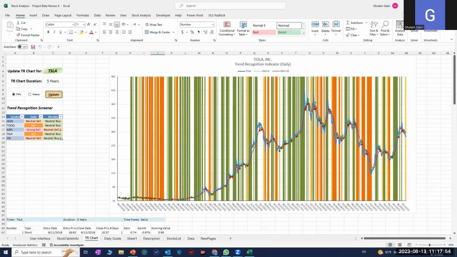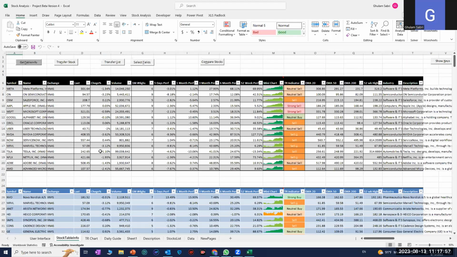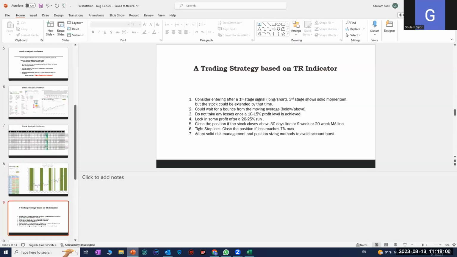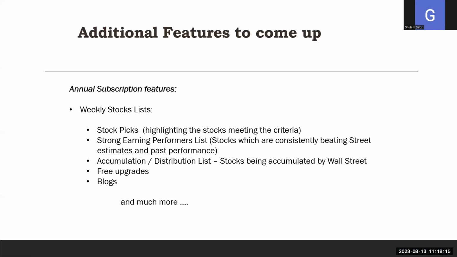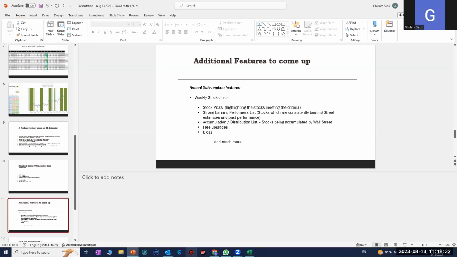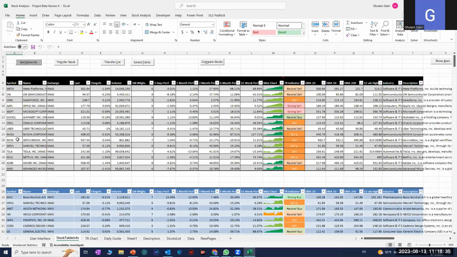So you need to have this kind of watch list. Now, how do the watch lists come in? How do you know these? If your question is, when I'm going to commercially launch it, what I'm planning is that we will have every week a kind of stock picks, highlighting the stocks meeting our criteria of strong earnings performance and accumulation and distribution by Wall Street, just like explained earlier. And we will give a list of these stocks for your analysis and possible further action.